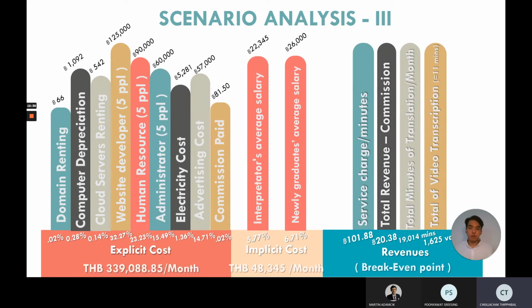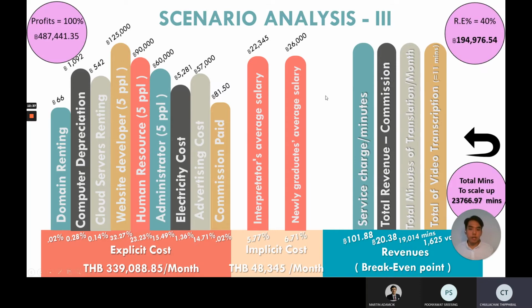And lastly, if I move on to the third one, scenario analysis 3, I require more people to do the job with me. It's like 5 people in each position. And it turns out that I have to do at least 19,040 minutes of transcription per month to cover all of these costs, with 23,766 minutes of transcription per month to upscale from the second scenario analysis to the third.